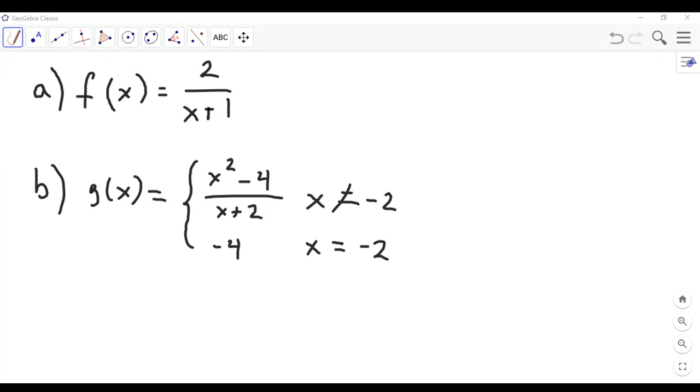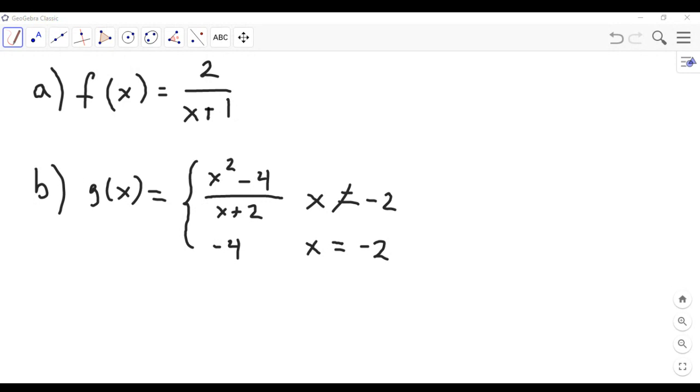B is continuous because they both equal each other. B is continuous, and when you say both of them, I'm assuming you mean the function value and the limit as x approaches -2. All right, correct. So what if this -4 had instead been something like a 6? It would not have been continuous, correct.